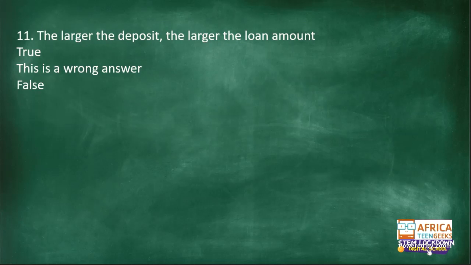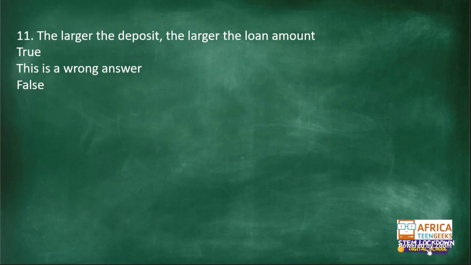10% of 3,000 is 300. So if you subtract the 300 from the 3,000, you'll be left with 2,700 rands. So can you see that the loan amount will be larger? If you pay a deposit of 50%, the loan amount will be less. It will be 1,500.